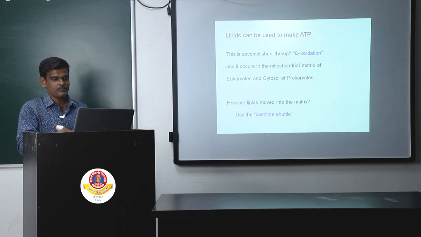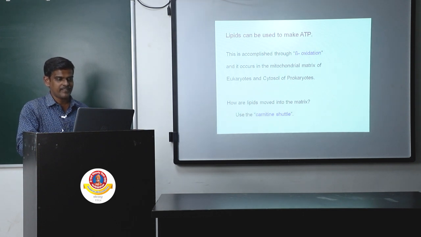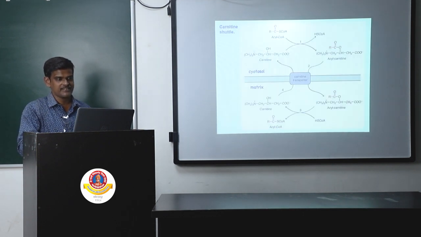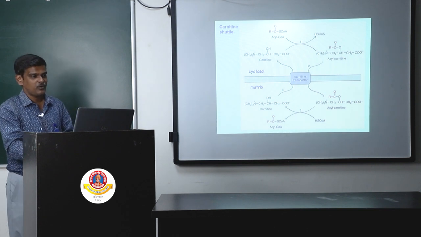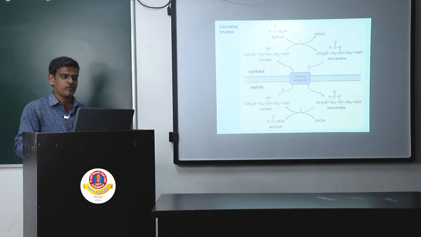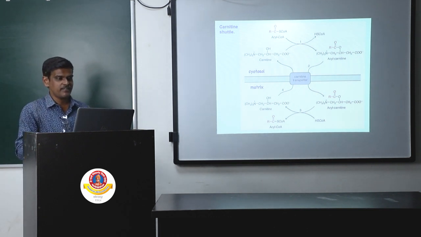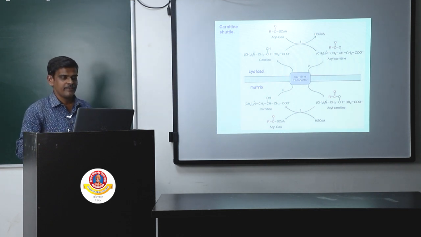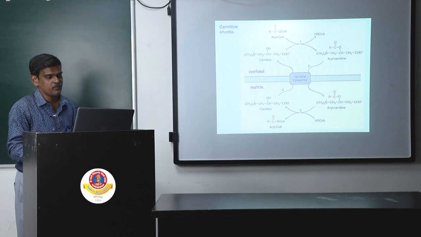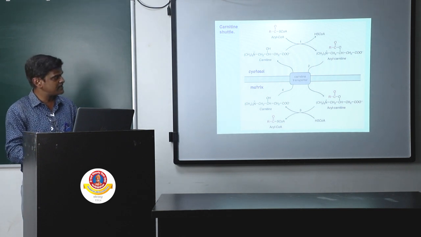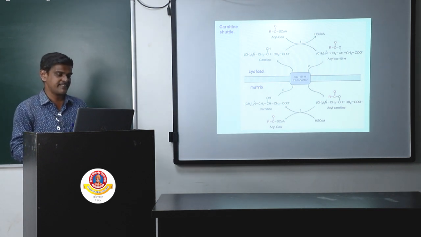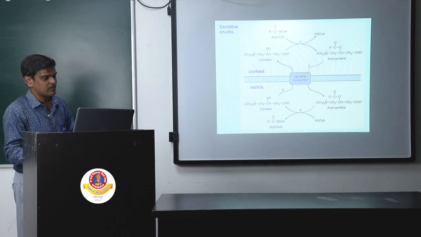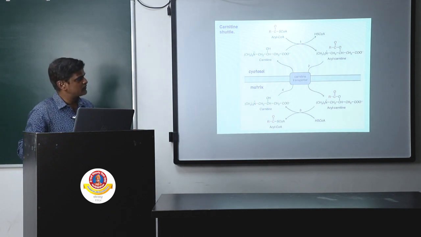So how do lipids move into the matrix? As I mentioned earlier, those lipids having a carbon chain length of more than 8 to 10 are transported via the carnitine shuttle system. This diagram shows how the activated acyl-CoA form of the fatty acid is transported via carnitine. It is converted into acyl-carnitine, and then via the carnitine transporter system, also called the translocase system, the activated fatty acid is inserted inside the mitochondrial matrix for further rounds of oxidation.